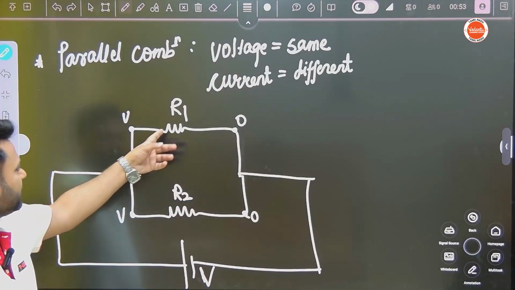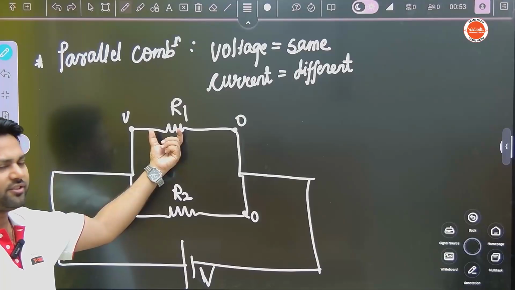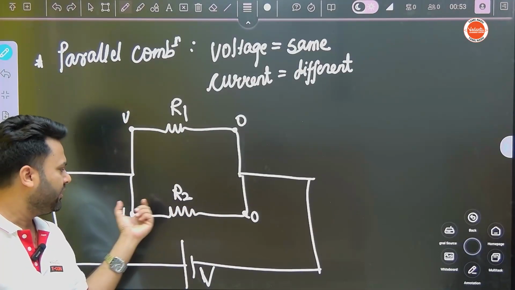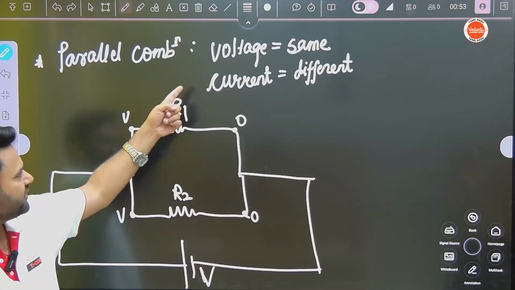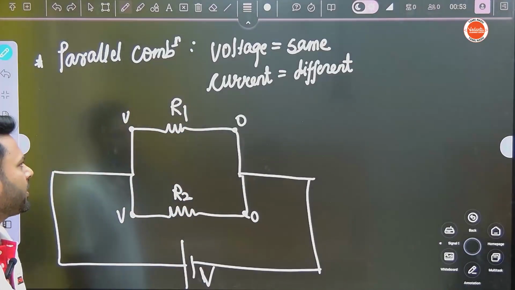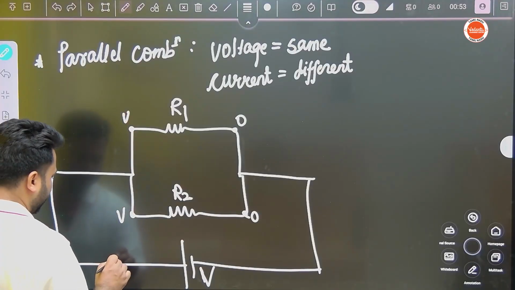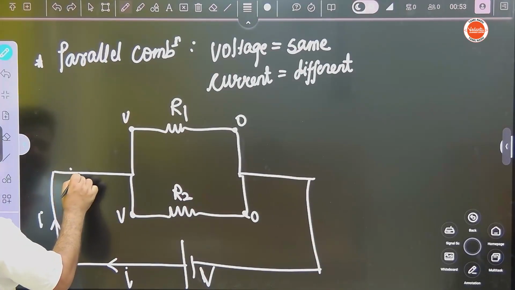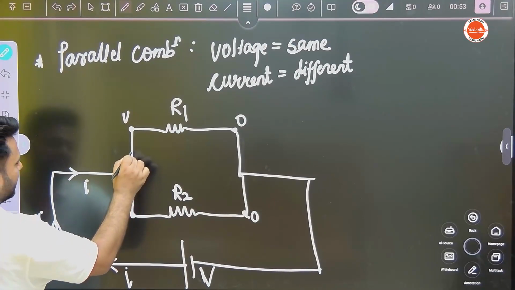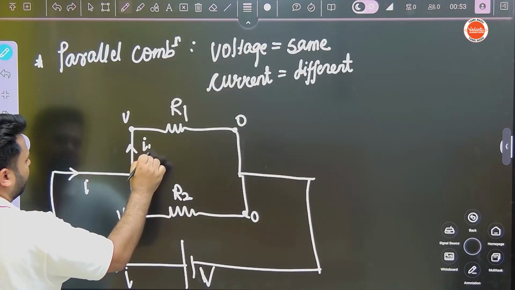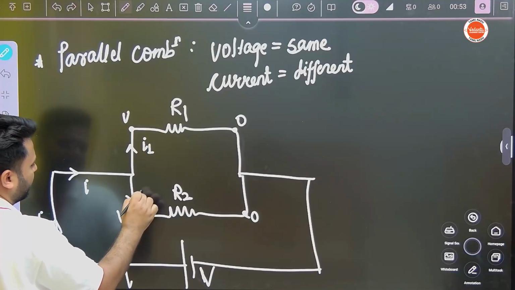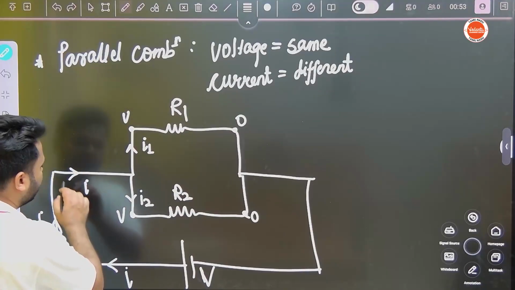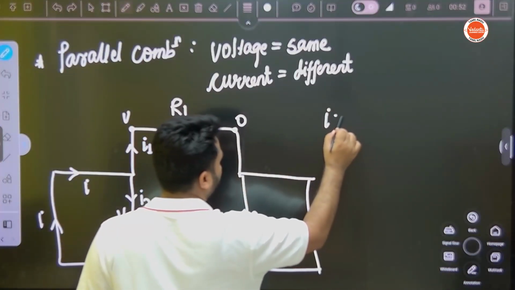So what is the potential difference across first resistor? V minus 0, V. What is the potential difference across second resistor? V minus 0, V. Same potential difference. See, voltage is same. But current may be different. Suppose I current is flowing through the battery. What will happen? Some current will go there, suppose I1, and some current will go there, I2. So what we can write? This I should be equals to I1 plus I2.